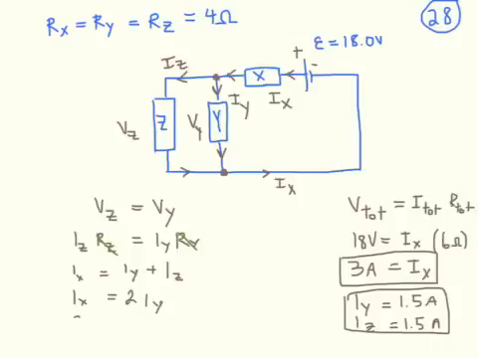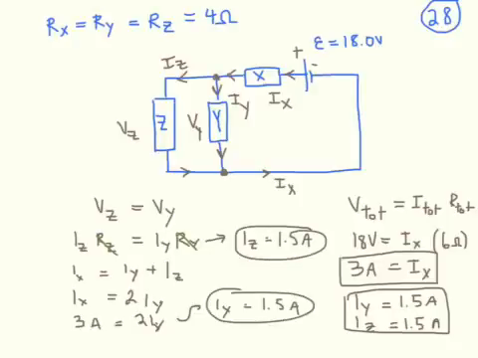And if Ix is 3 amps, we can easily solve for Iy. You divide both sides by 2, you get 1.5 amps. And then, based on this, Iz equals Iy, which is also 1.5 amps. So that's how you solve this problem.